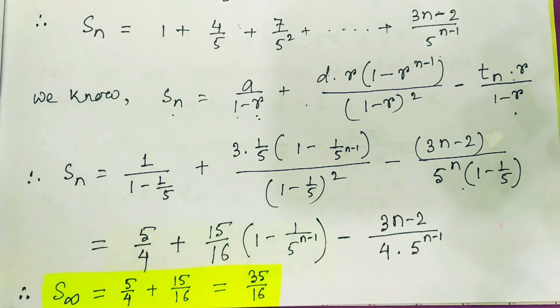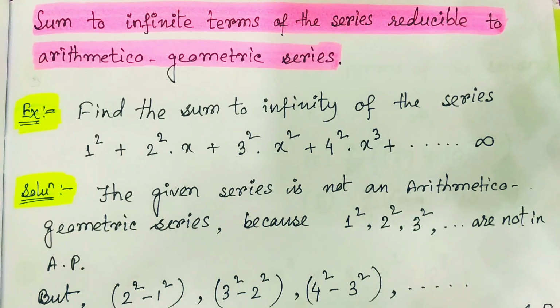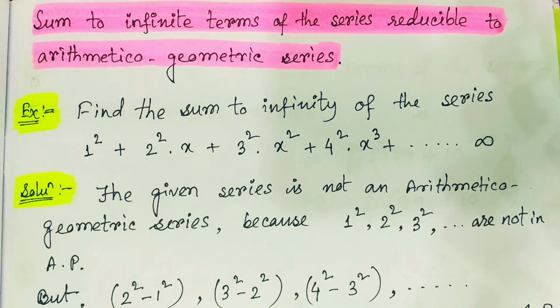So just substitute the formula, we will get the answer. Otherwise, you know the process. If you forget the formula, it doesn't matter. Just simply go for the process and you can derive the formula and substitute the values to get your desired answer. Now, what happens? Sometimes we have some series which are not in a proper form.